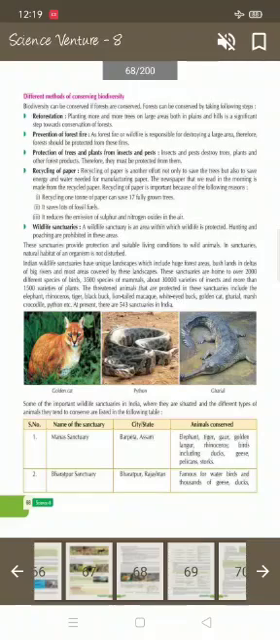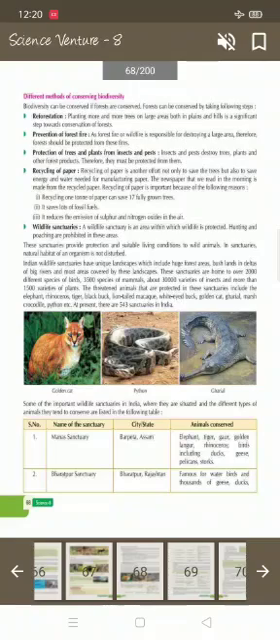Recycling of paper. Recycling of paper is another effort not only to save the trees but also to save the energy and water needed for manufacturing paper. The newspaper that we read in the morning is made from recycled paper. Recycling of paper is important because of the following reasons. Recycling 1 ton of paper can save 17 fully grown trees. It saves a lot of fossil fuel. It reduces the emission of sulfur and nitrogen oxide in the air.